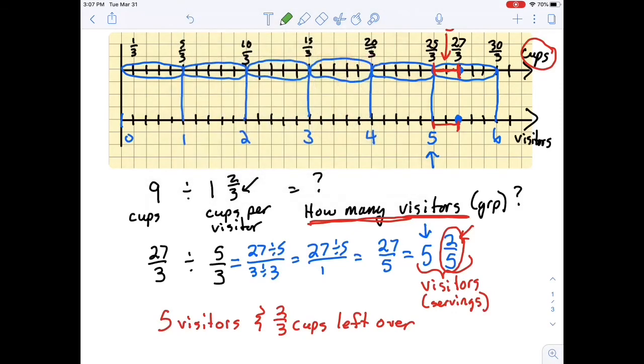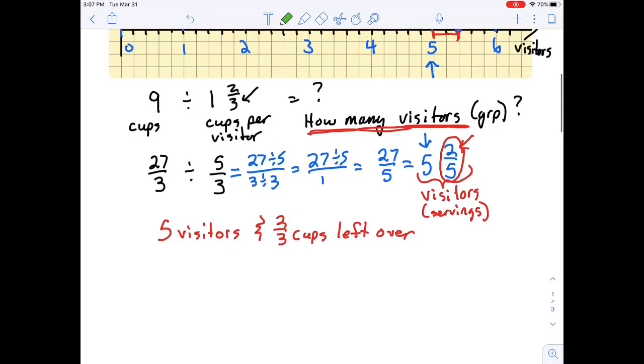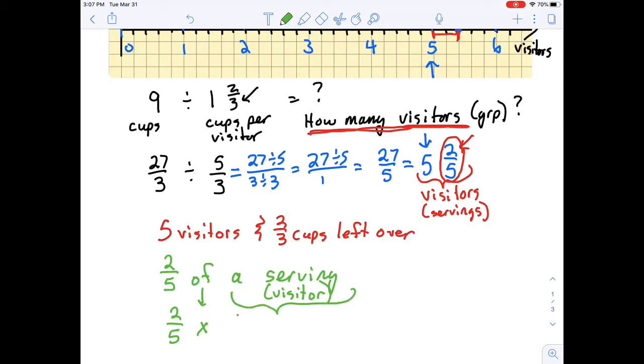So I knew that I had 5 visitors, and then I have this 2/5 floating out there. What is the 2/5? This is 2/5 of a serving, or 2/5 of a visitor, but we can't cut a person up, so 2/5 of a serving. What was a serving? 2/5 of is multiplication. A serving was 5/3 cups. We want 2/5 of 5/3 cups. We can multiply that out and see that this is going to be 2/3 of a cup left over.